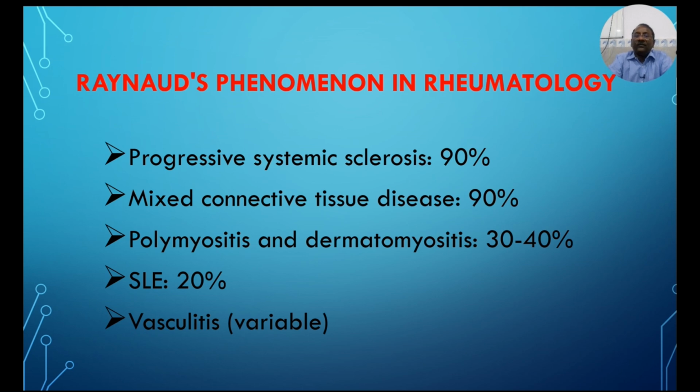And lupus, we diagnose them because of the malar rash, discoid rash, oral ulcers, alopecia, young females, etc. Then they will be sent for the ANA profile. Your ANA will be positive, double-stranded DNA will be positive, so definitely you can diagnose them. So these are very important if you see Raynaud's phenomenon.